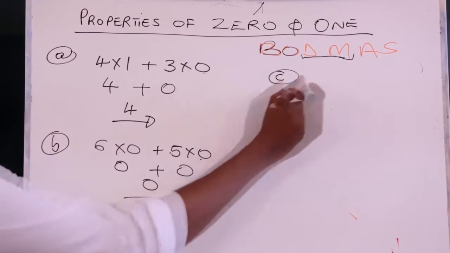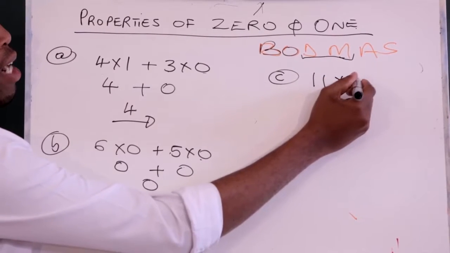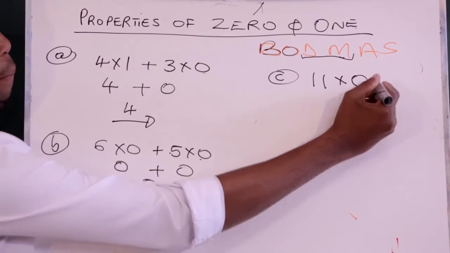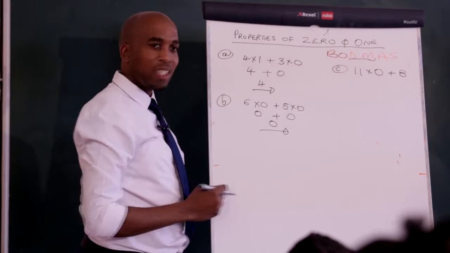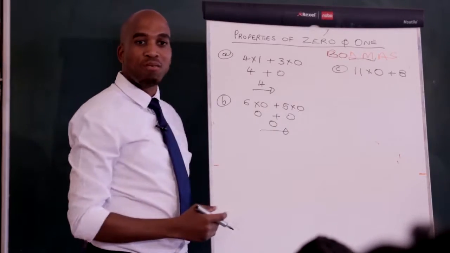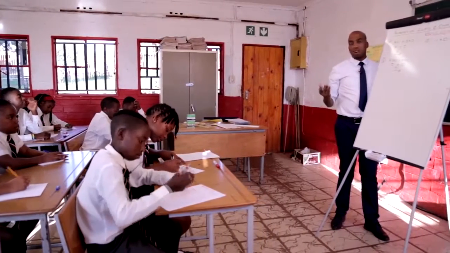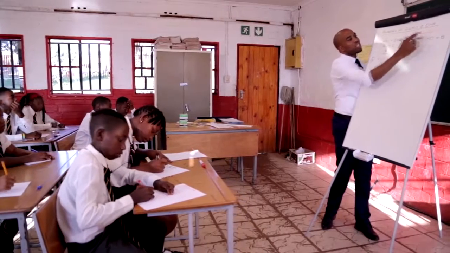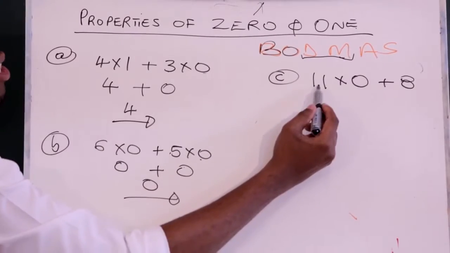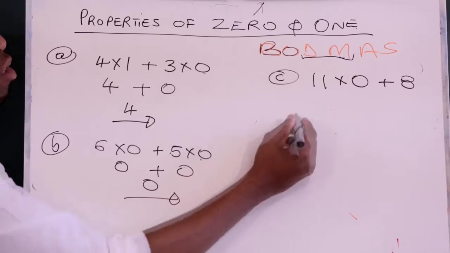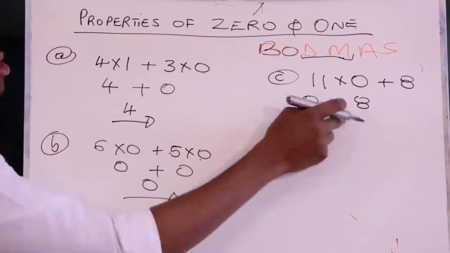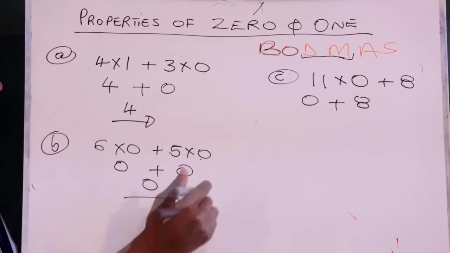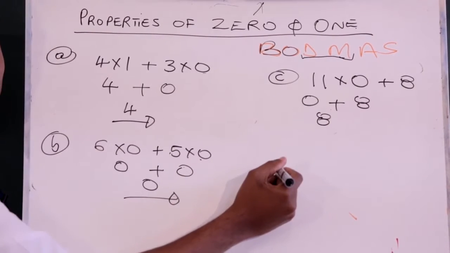Let's look at an example. What if it is 11 times 0 plus 8? Multiplication or addition? Multiplication all the time, because of the order of operations rule. So what is 11 times 0? 0. And then plus 8. And then 0 plus 8? 8. It's 8. It's not 0, my classmate.